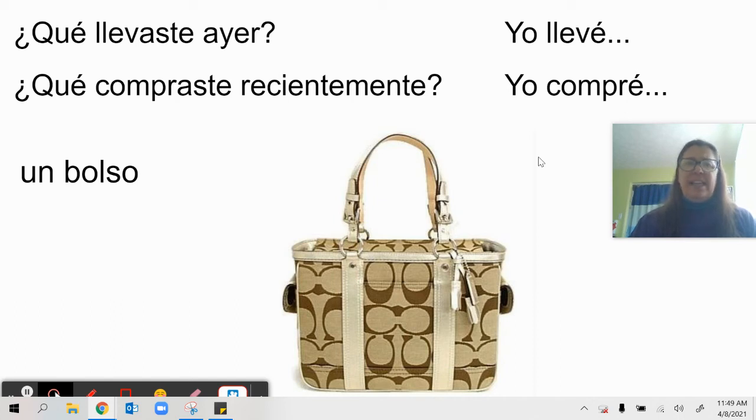¿Qué llevaste ayer? Yo llevé un bolso. Un bolso. ¿Qué compraste recientemente? Yo compré un bolso. ¿Por qué? El color.